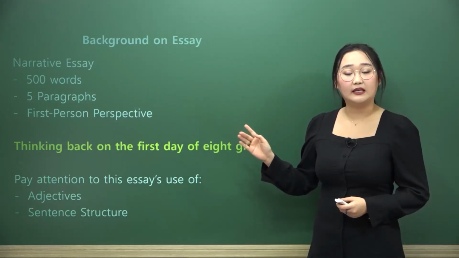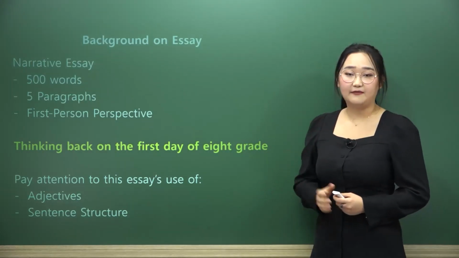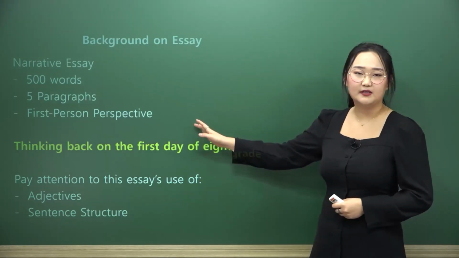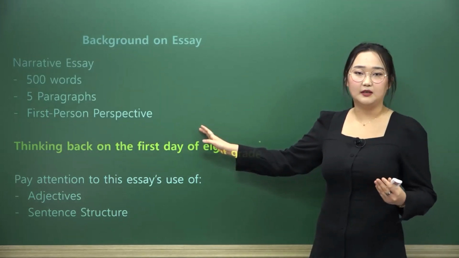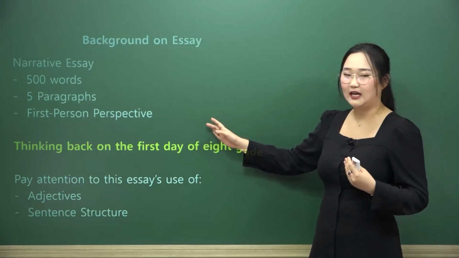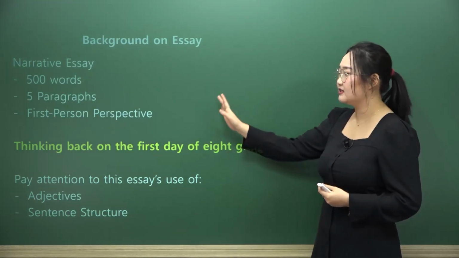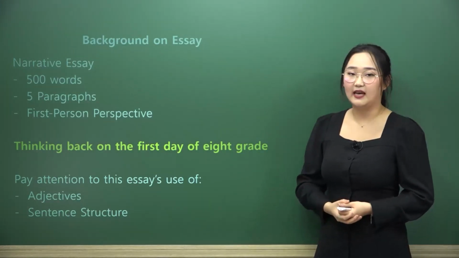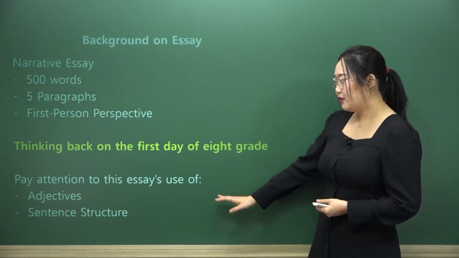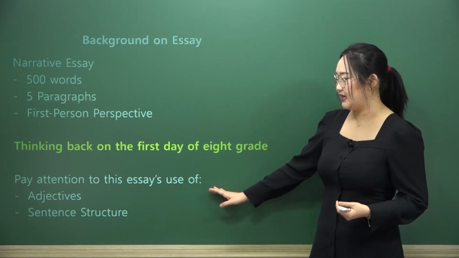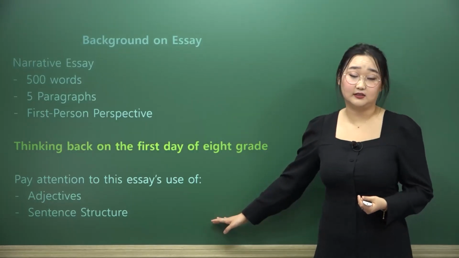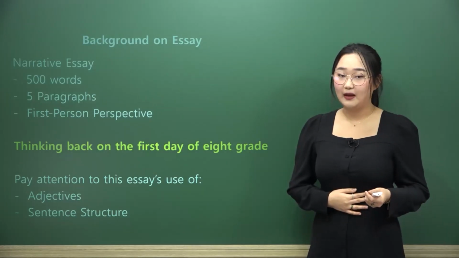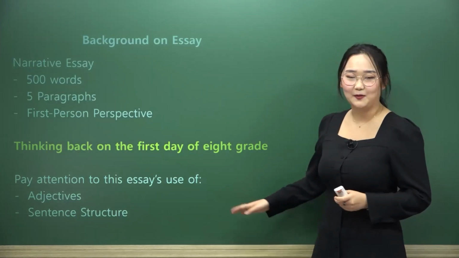This essay specifically is 500 words long. It's 5 paragraphs and it is written in the first person as it should be. First person perspective being, of course, I, me, my, oftentimes talking about the self, personal experience, and so this is quite fitting. And the topic is thinking back on the first day of 8th grade. A little thing we want to pay attention to for today's essay is adjectives and sentence structure. This is something we want to keep in mind when we're looking at this essay. Whether or not it's good or bad, only time will tell, but something we want to keep an eye out for.